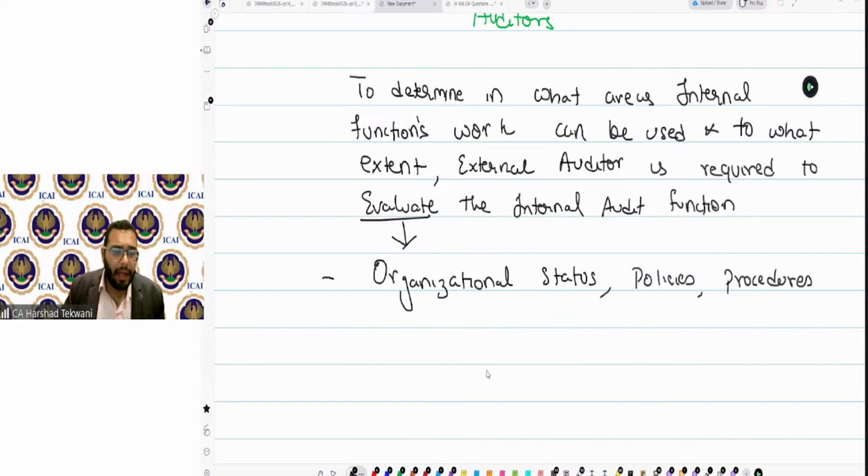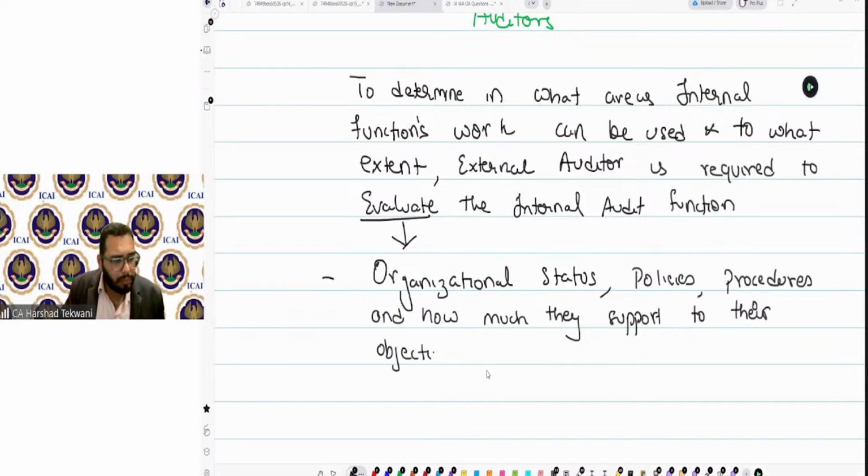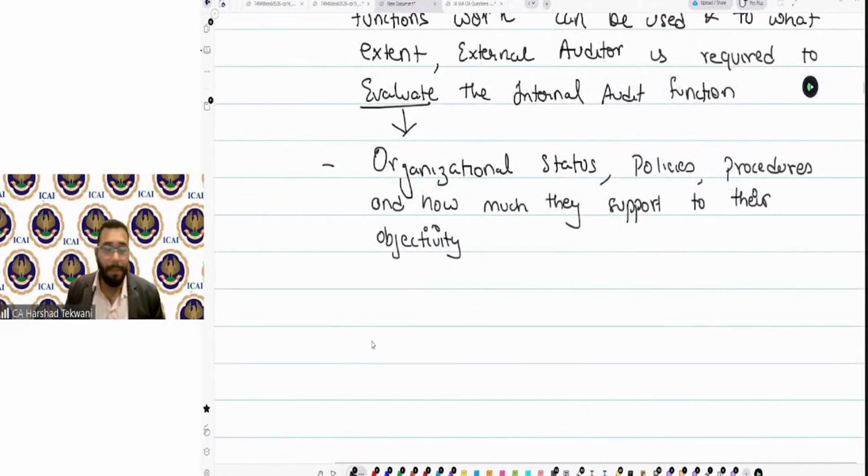And how much they support their objectivity. For example, are they reporting directly to the board of directors or audit committee, or are they reporting to the CFO, and then the CFO allows them to discuss whatever points he wants. The hierarchy of reporting defines a very important and crucial point with respect to independence and objectivity.